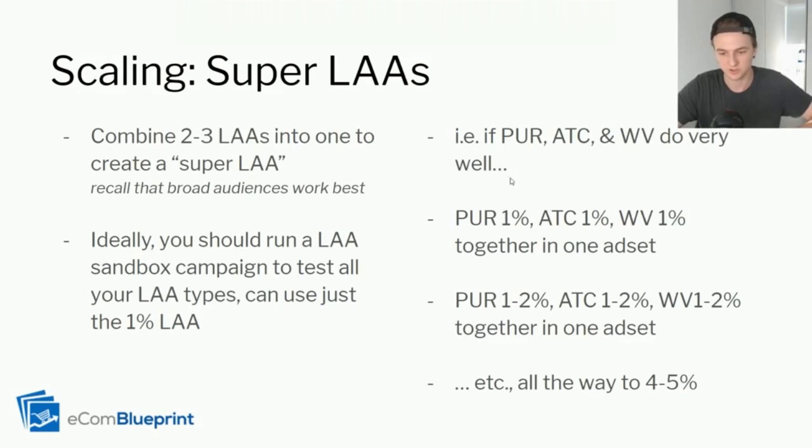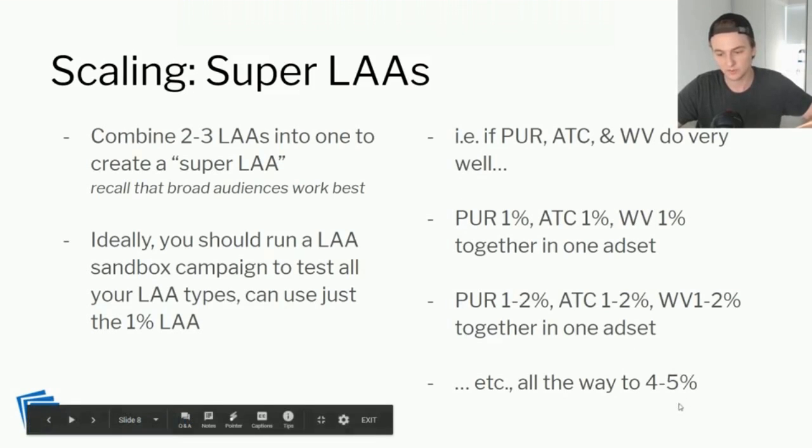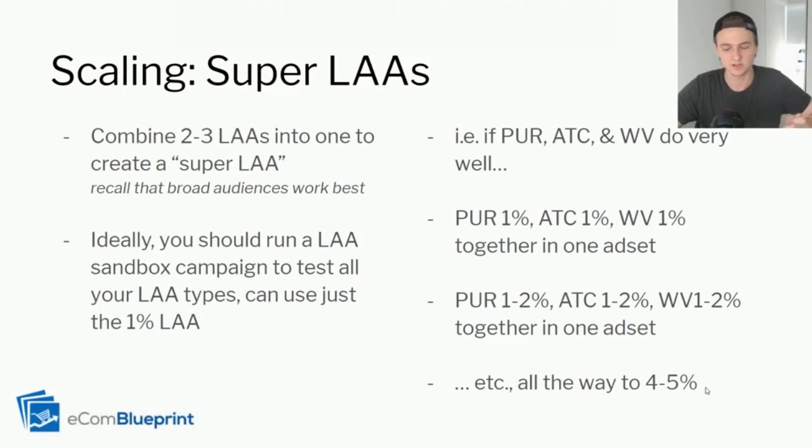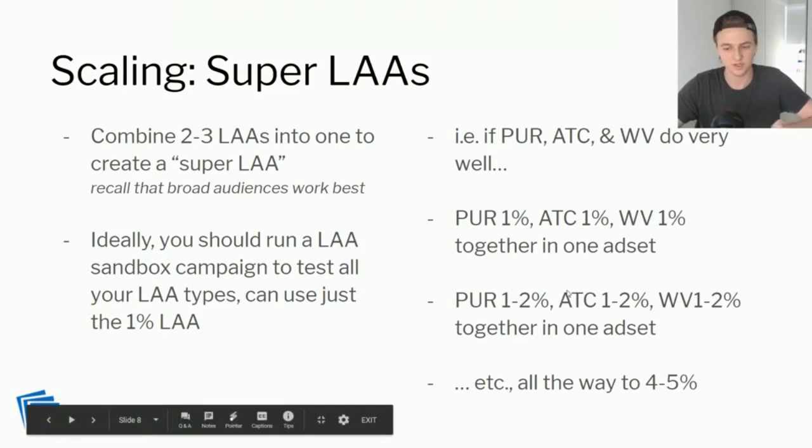And so what you're going to do is put the 1% purchase lookalike with the 1% add to cart and the 1% website visitors. You put all of these together in one ad set. This would be your first ad set. You put all the 1 to 2% together in one ad set. This would be your second ad set, all the way to 4 to 5%. And so this is essentially the same thing as a single lookalike audience campaign, but you're putting 3 of them together to create larger audiences.